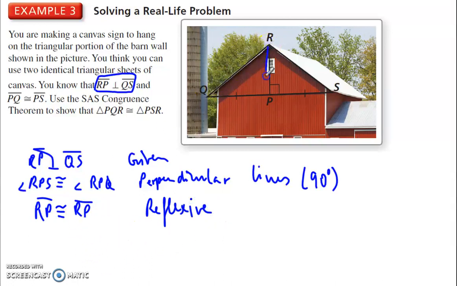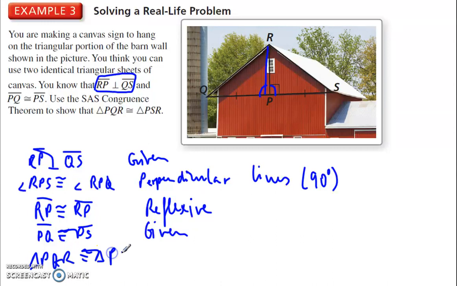So we have this side, we have this angle and this angle. We need one more side. We need PQ is congruent to PS. That is given. So triangle PQR is congruent to triangle PSR. Side angle side.